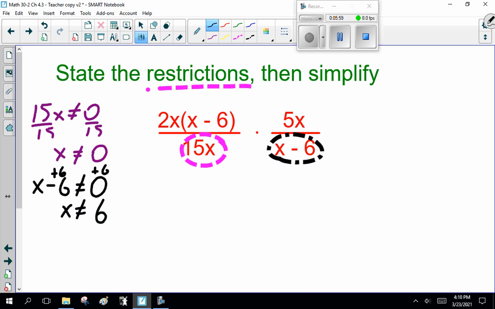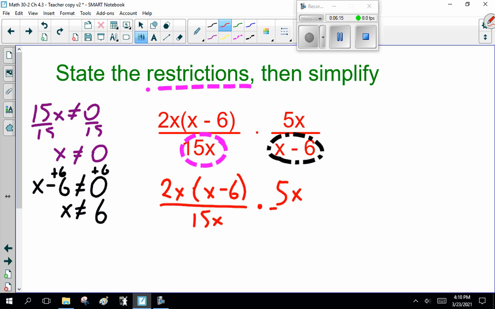Now, can I start multiplying this out and canceling stuff out? Yes, I can. So I'll leave that. This is 2x times x minus 6, 15x. I'm rewriting it because it's a little bit messy there. I'm going to put the x minus 6 denominator here in brackets. Now, once you do that, you see, oh, I have x minus 6 and x minus 6 in numerator and denominator. They cancel. What else? Oh, I have an x right here and an x right here I can cancel.